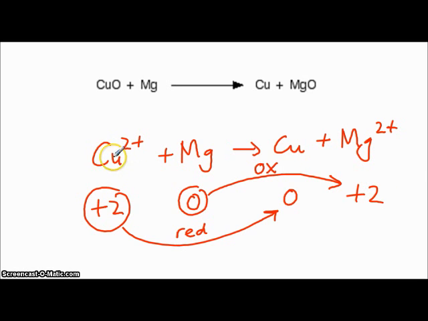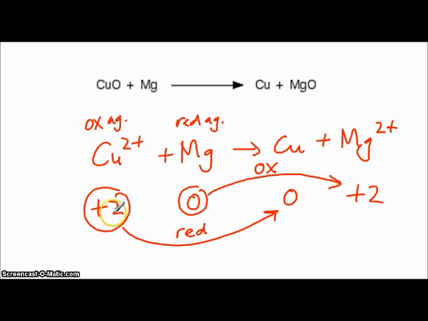So our copper 2+ has been reduced to copper. Our magnesium has been oxidized to Mg2+. So copper 2+ has been reduced, therefore magnesium is the reducing agent. That's what caused the copper 2+ to be reduced. Our magnesium itself was oxidized, and what caused it to be oxidized was the copper 2+, so that is the oxidizing agent.